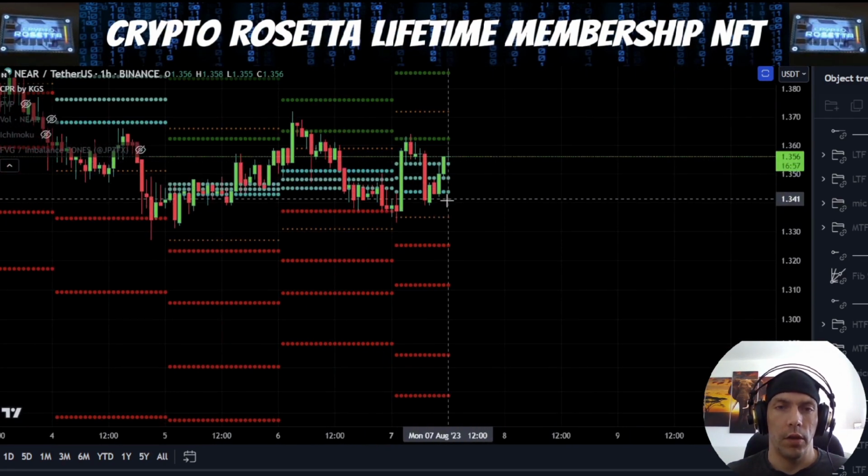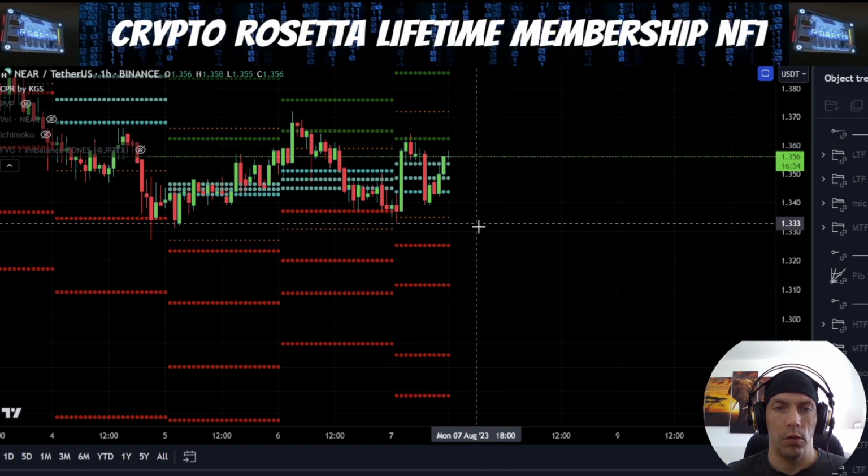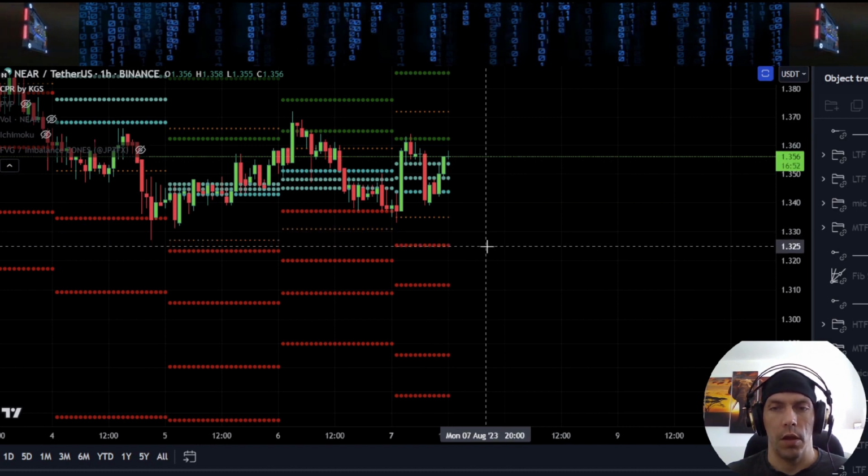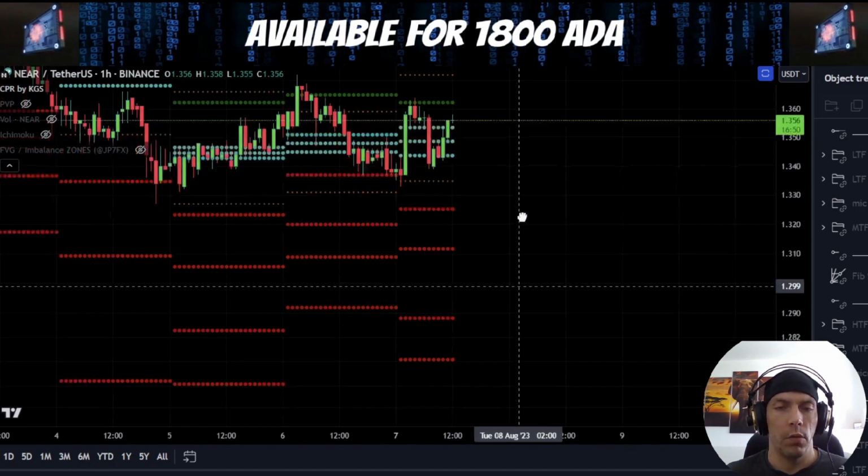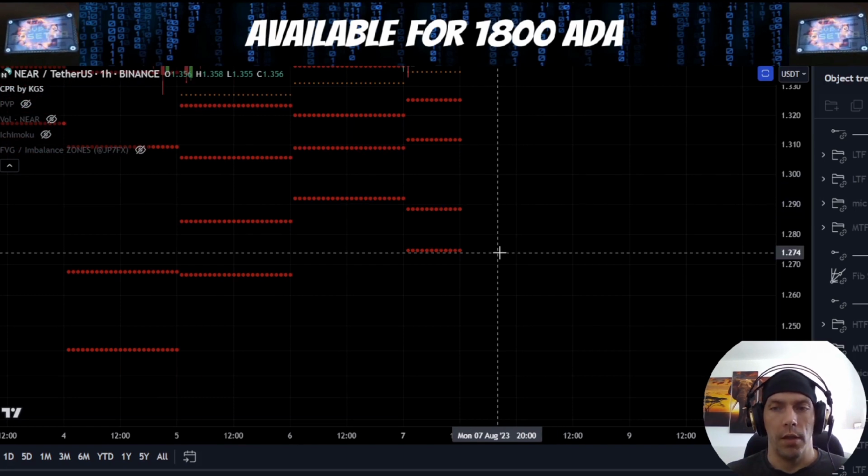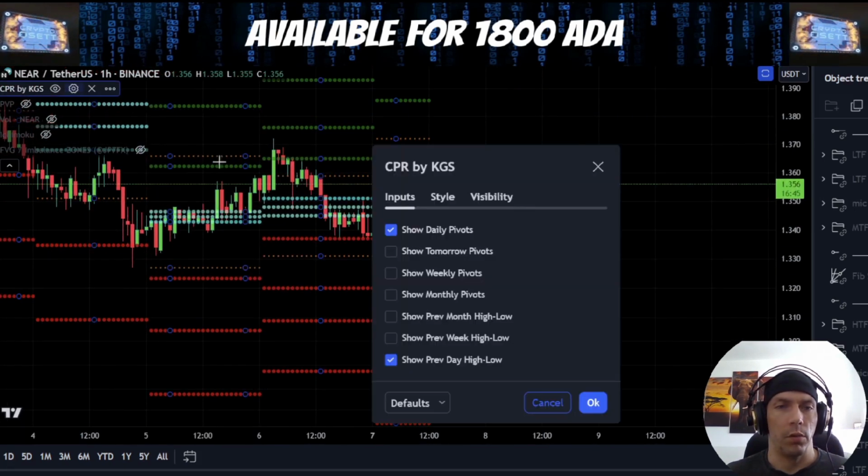Now, if we do see price actually look to reject off these levels and look to break down, targets to the downside for today would be this 1.32. We have this 1.31, 1.28, and this 1.27 area as possible downside targets.